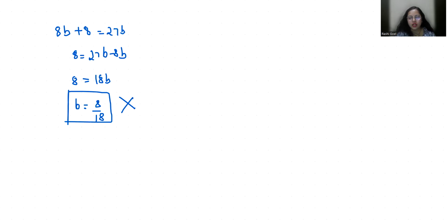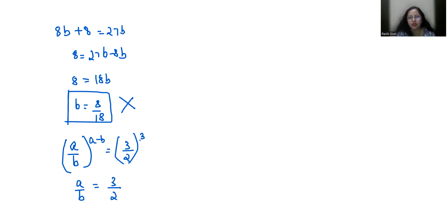Now another condition is (a by b) whole power (a minus b). We have, from equation number 2, (3 by 2) whole power 3. So from here, if we compare, a by b is equal to 3 by 2. So 2a is equal to 3b and a minus b is equal to 3. So a is equal to 3 plus b.